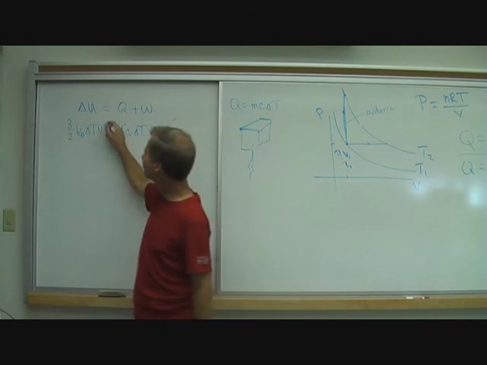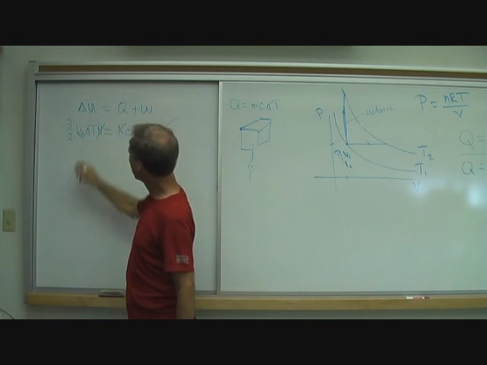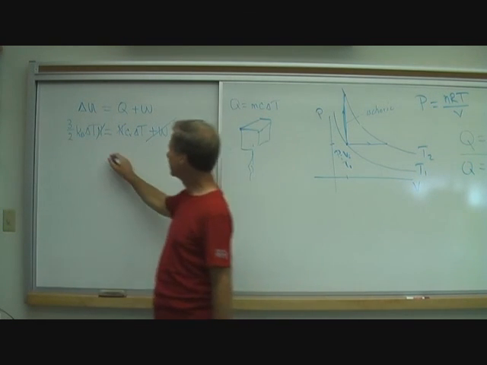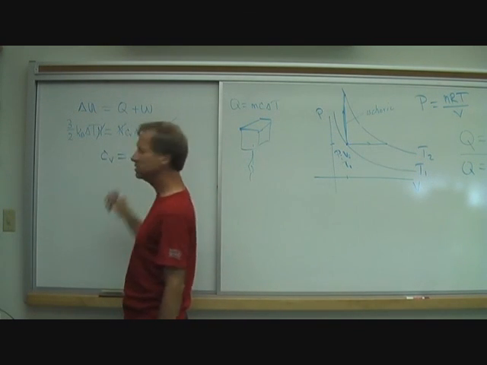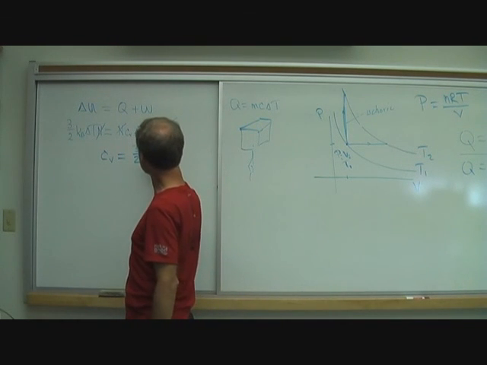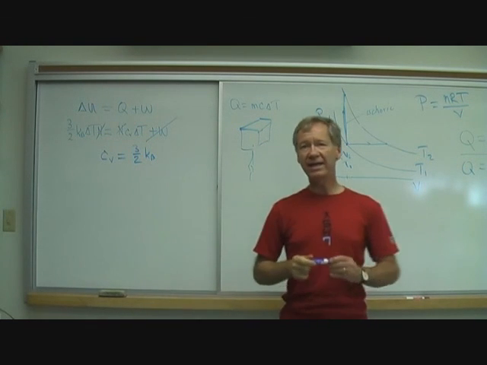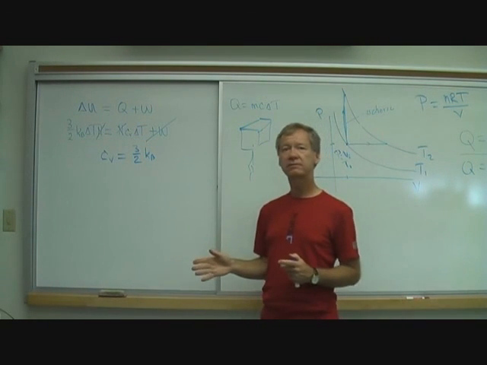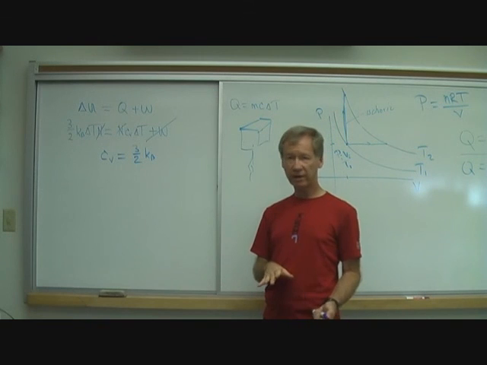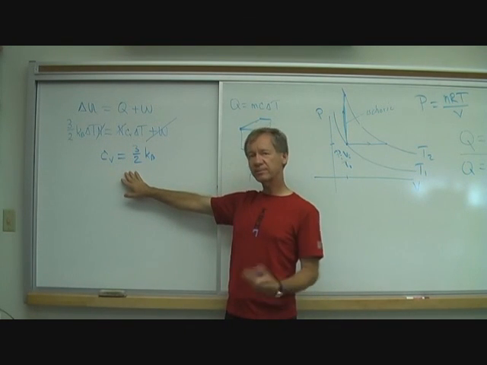Now I can cancel the N's out, right? And the delta T's go away. And I see that the specific heat for constant volume is 3/2 times the Boltzmann constant. Any ideal gas, no matter which one you want to look at, has this for its specific heat.